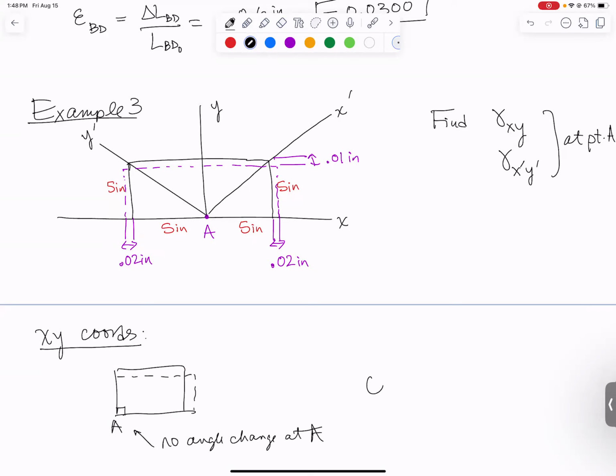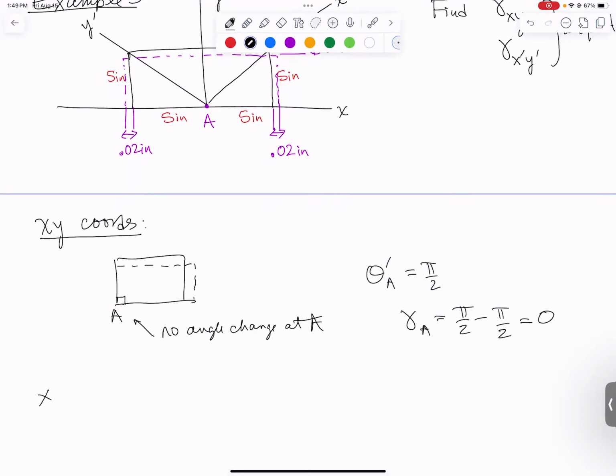So that means that the new angle at A is pi over 2. So the shear strain at A is pi over 2 minus pi over 2. It's equal to 0. No shear strain as far as if you're looking at this with an xy coordinate system. What about the other one? What if we looked at this with those x prime, y prime coordinates?